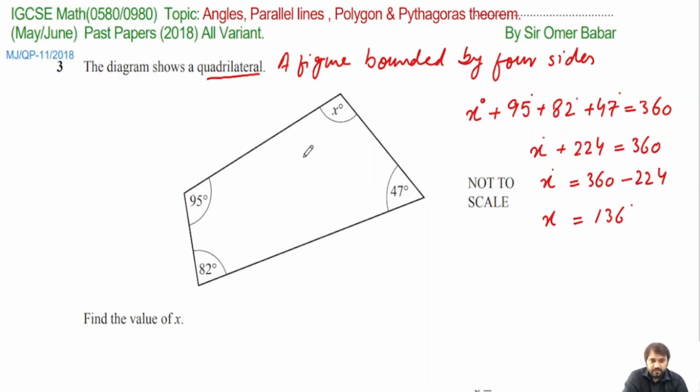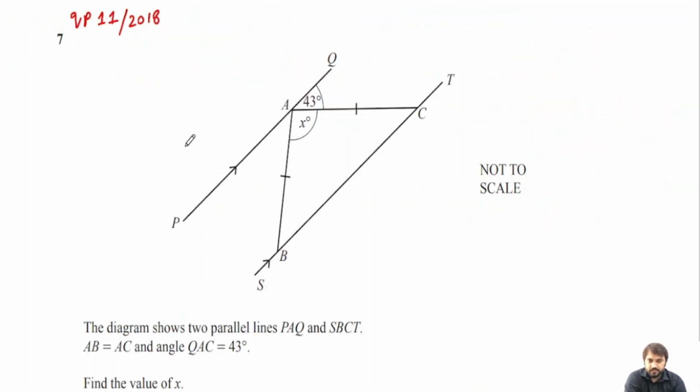You should remember one thing, that the sum of all the interior angles of a quadrilateral add up to 360 degree. The next question is question 7 of the same paper, that is paper 1 and the variant 1, appeared in 2018. Question 7, we have the diagram and we can say we have two parallel lines, this one and this, that is PQ and ST. These two are parallel lines.